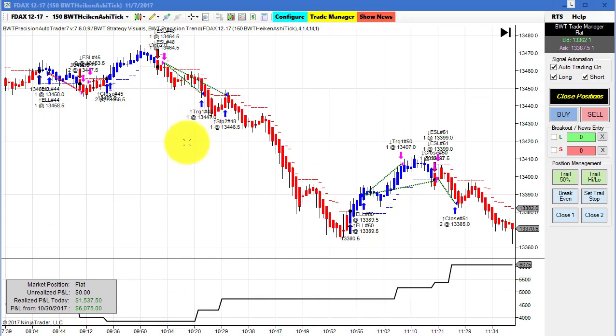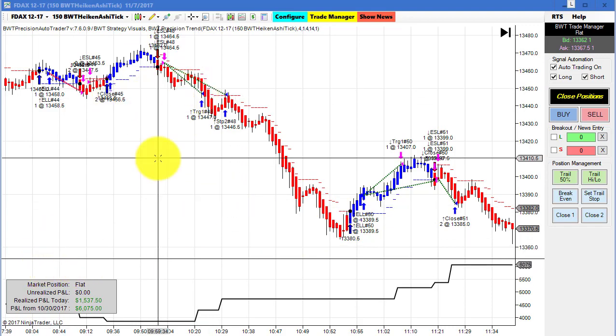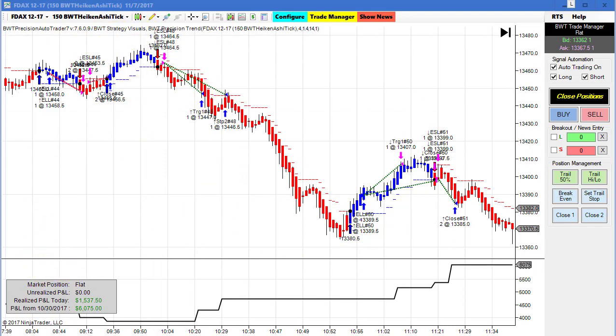If you just look at this chart of the auto trader here, you can see the signals here are really, really accurate and really close to the swing highs and lows. So I'm pretty excited about the new HeikenAshi bars that will be used with the auto trader. And of course, you can use them with the indicator package as well.